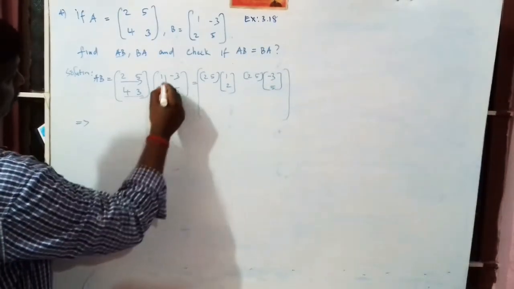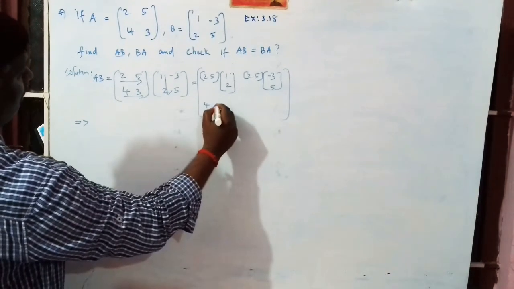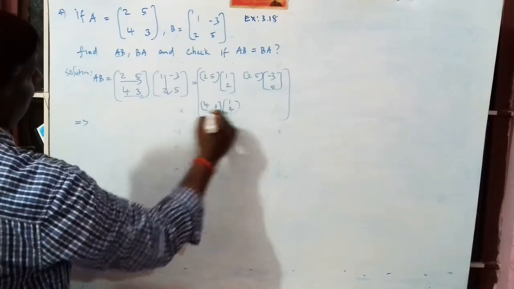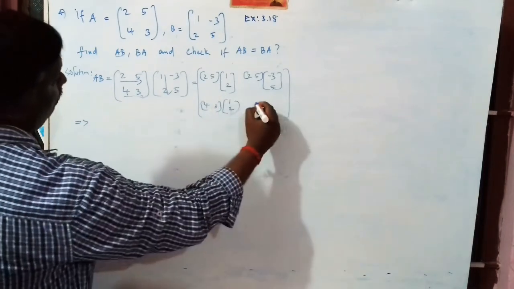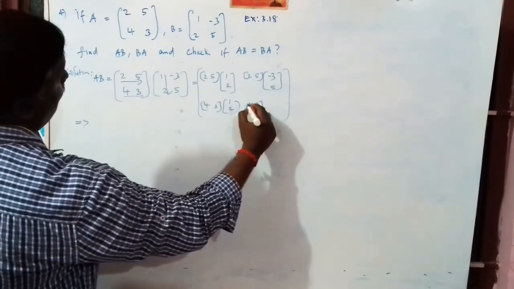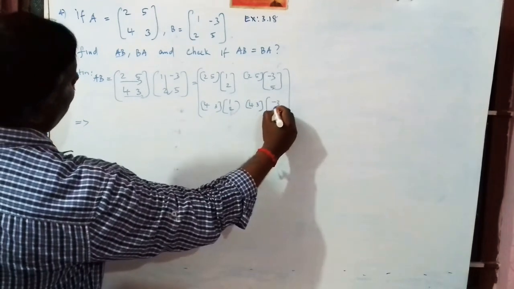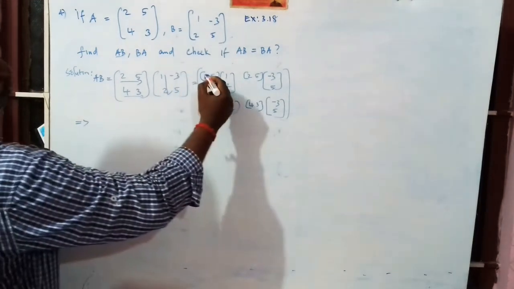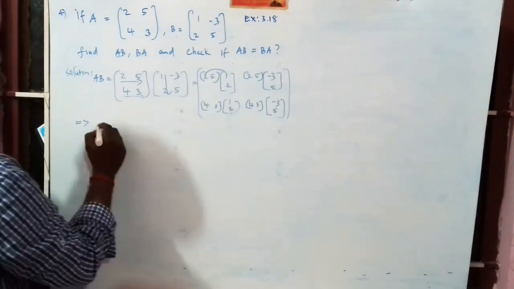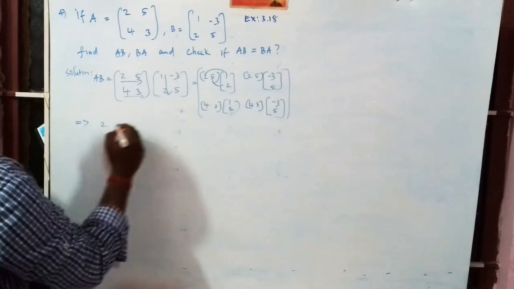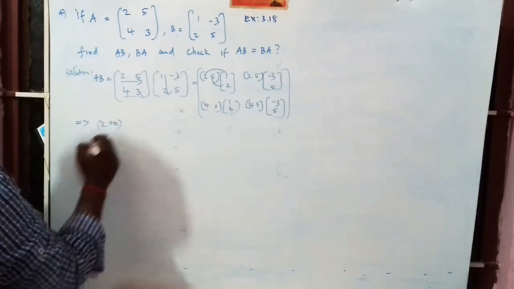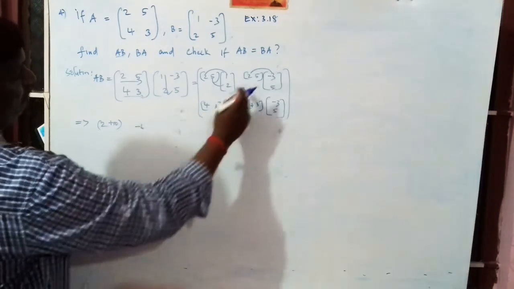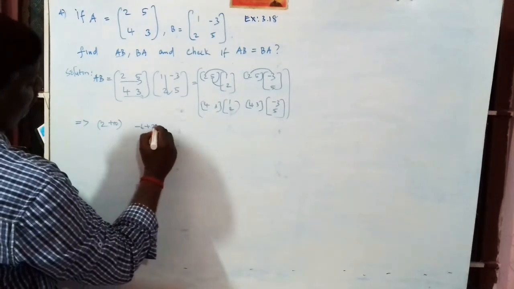And second row, first column: 4, 3 into the first column, 1, 2. Next is second row and second column. The second row is 4, 3 and the second column is minus 3, 5. Now simplify the product of AB. Now multiply. 1 into 2, what is the value? 2. 5 into 2, what is the value? 10. The middle sign is plus. Next, 2 into minus 3, what is the value? Minus 6. 5 into 5 equal to? 25.